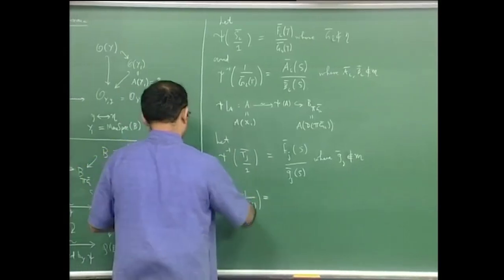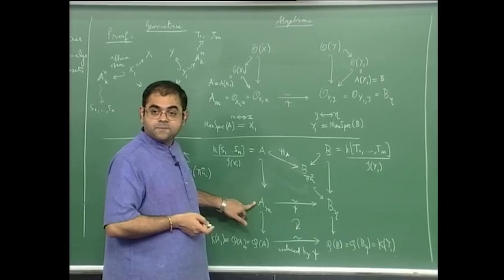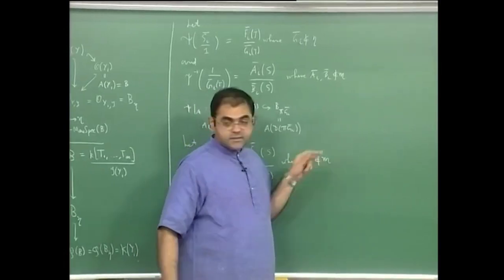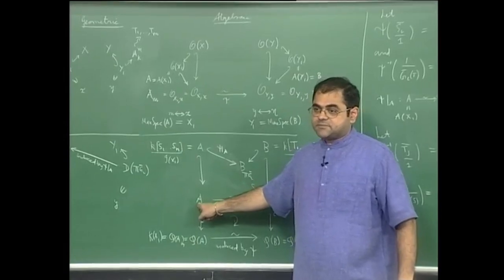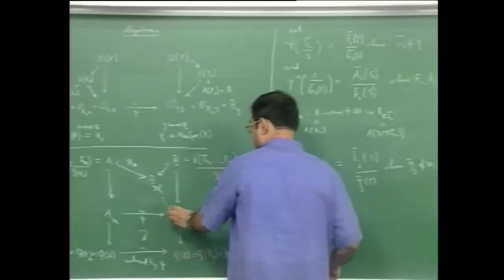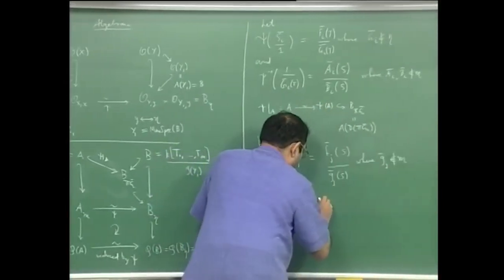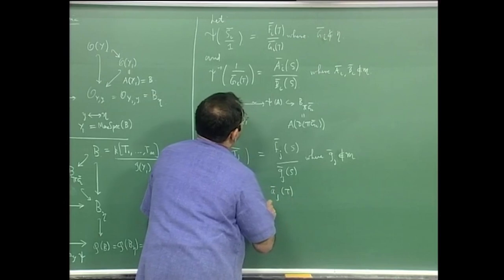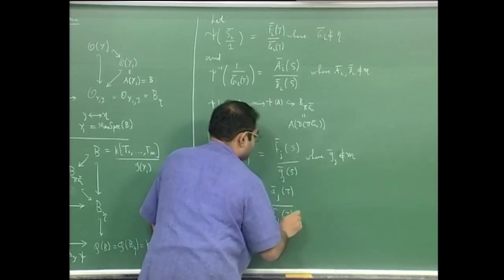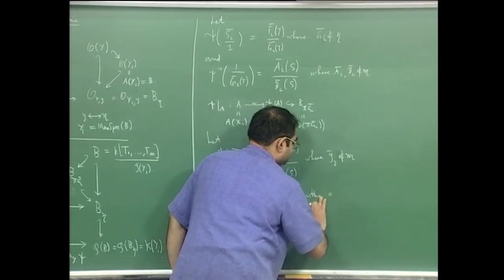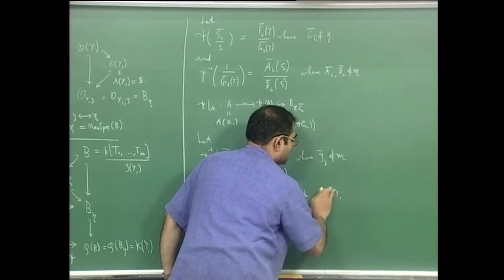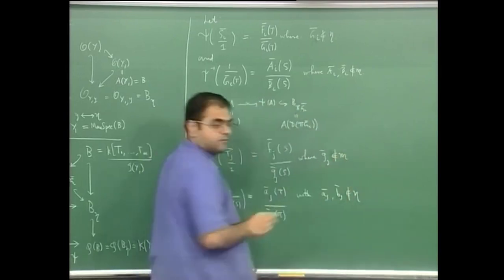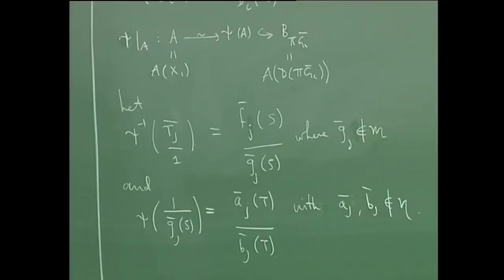this is going to give me 1 by Gj bar, which, mind you, is a unit here, because Gj bar are polynomials which are not in the maximal ideal M. Elements which are not in the maximal ideal become units in the localization at that maximal ideal, and when you apply psi to that I am supposed to get a unit here, and I will write it as Aj bar of T by Bj bar of T, with both Aj bar and Bj bar not in the maximal ideal eta, because that is how units will look.